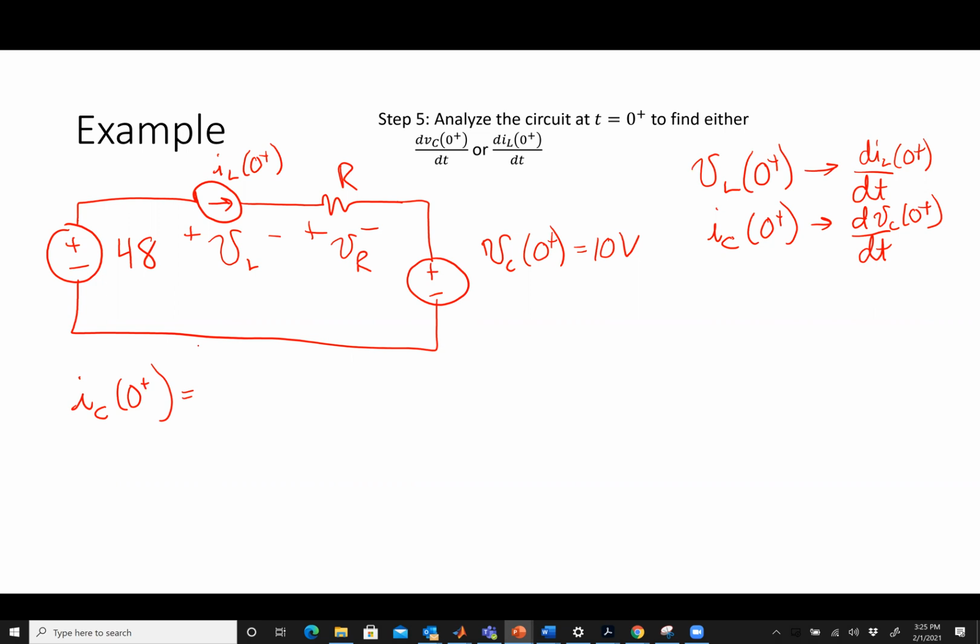Is it 0? Nope. IL, right? Because I've got a current source that's basically pinned. The way I think about this is the current source forces the current in that circuit to be whatever it is, IL of 0 plus, which is 0.1 amps, what we found on the previous slides. So 0.1 amps. All right, what about the inductor voltage?